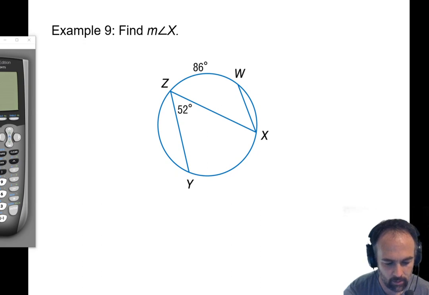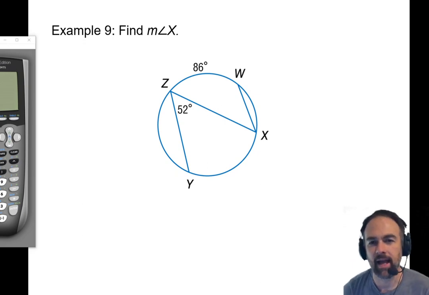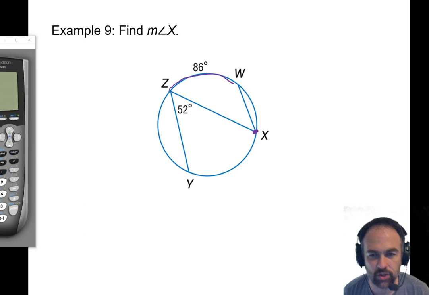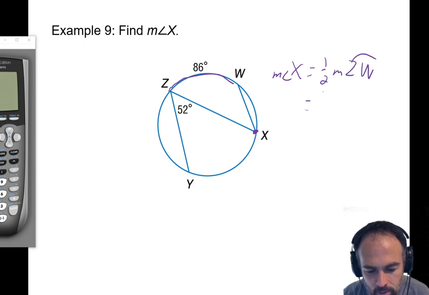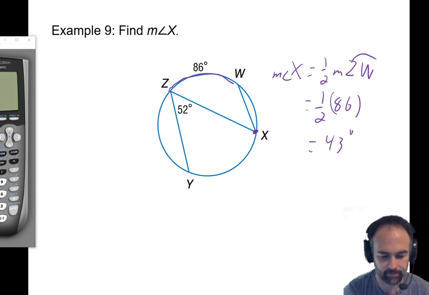And my ink color, let's do it in purple now. Okay, find the measure of angle X. Looks like angle X is my inscribed angle on the right. It is an inscribed angle and it intercepts arc ZW, which is 86 degrees. Therefore, the measure of angle X is equal to 1/2 the measure of arc ZW, which is 1/2 times 86, which, hey, I can't do that one in my head. That is 43 degrees, just cutting it in half.